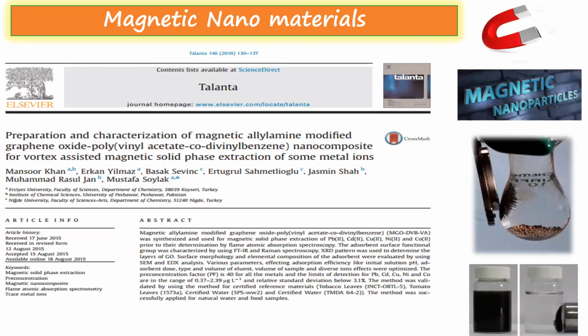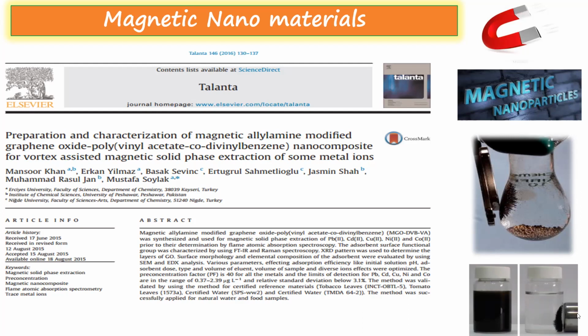And also another combination for the solid phase extraction studies, a new hybrid material, which also has magnetic properties. Magnetic properties are very important for us for the selective separation of our adsorbents from the aqueous samples. Here you can see the collection of adsorbents in both figures.